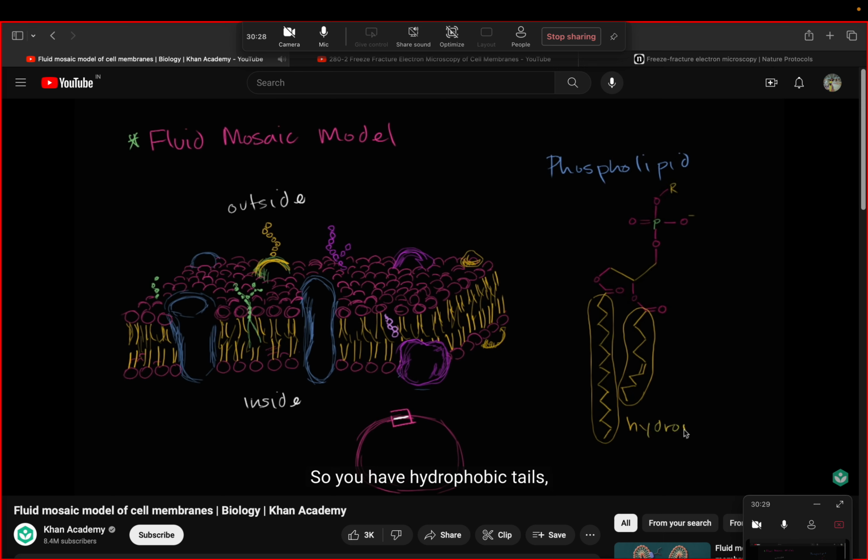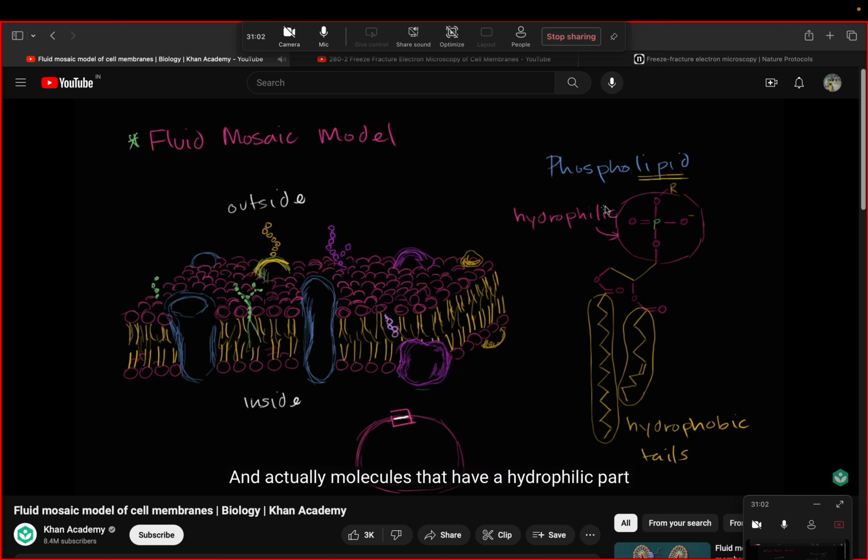So you have hydrophobic tails, and these are really kind of the lipid part of the phospholipids. And then you have the phosphate head right over here. And as you can clearly see, this has some charge. Charged molecules do well in polar substances like water. They're going to dissolve well. And so this part right over here is going to be hydrophilic.